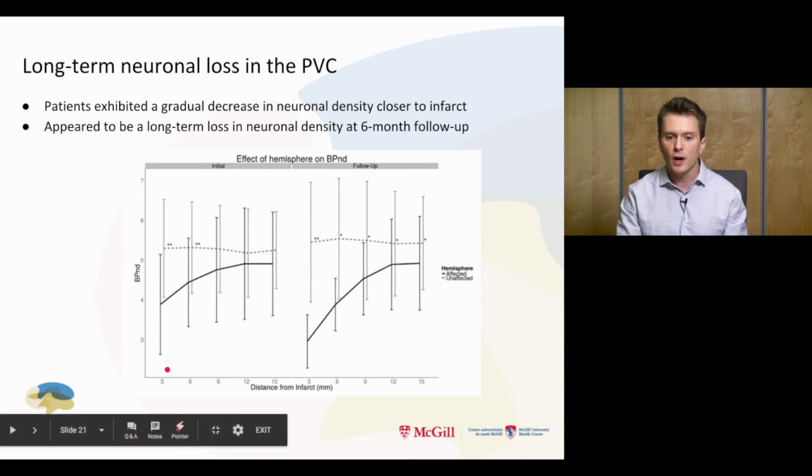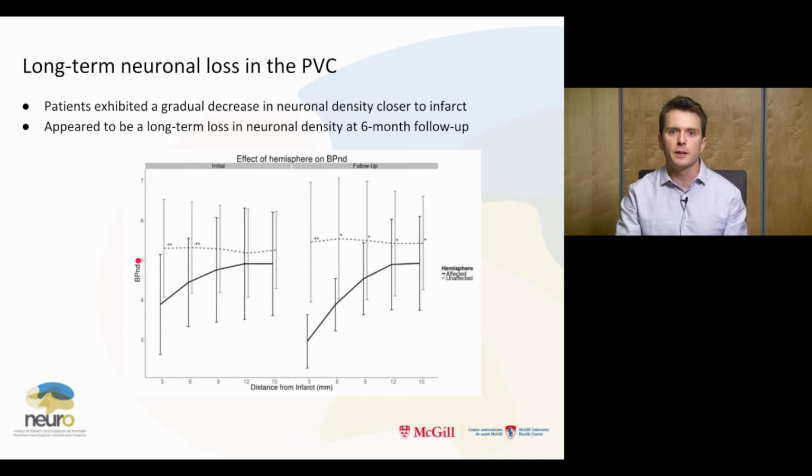On the x-axis, you have the distance of the periinfarct ring from the border of the infarct, so from 0 to 3 out to 15 millimeters. On the y-axis, there's a measure called BPND. This can roughly be thought of as a measure of the density of GABA receptors. And so what do we see? The dotted line here is the GABA receptor density in the unaffected hemisphere, the hemisphere that has not been affected by the stroke. The solid line, however, represents the GABA receptor density in the affected hemisphere.